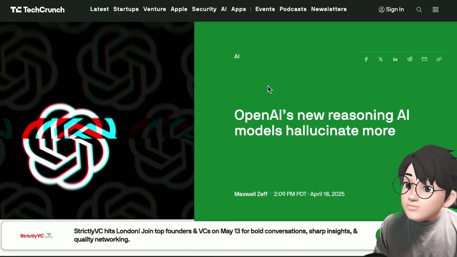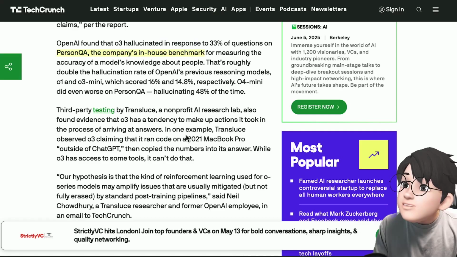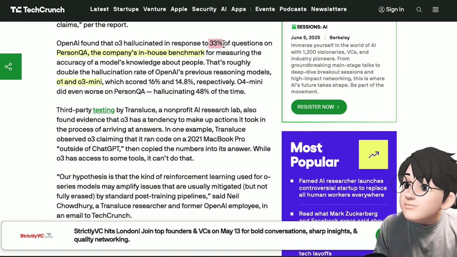TechCrunch has also discussed this issue, pointing out that according to OpenAI's own benchmark score, known as PersonQA, the performance of these models is actually worse compared to the previous model o1 or even the newer o3-mini. The rate jumped from 16% to 33%.